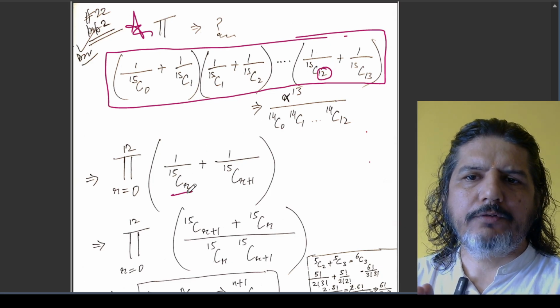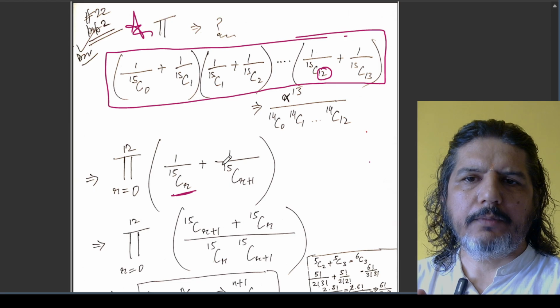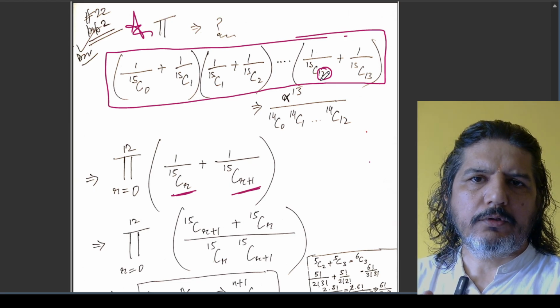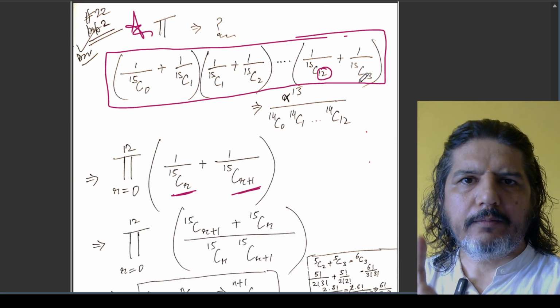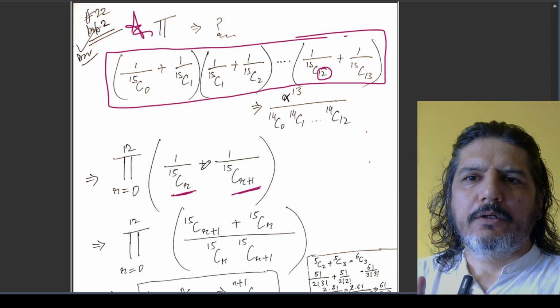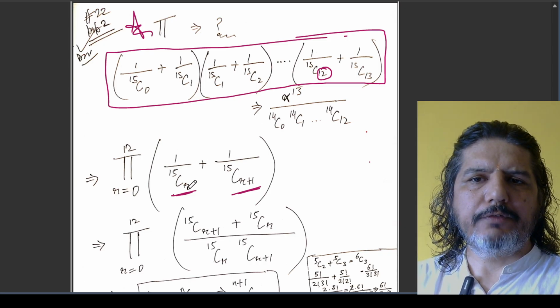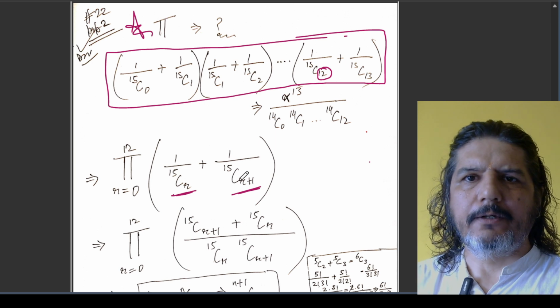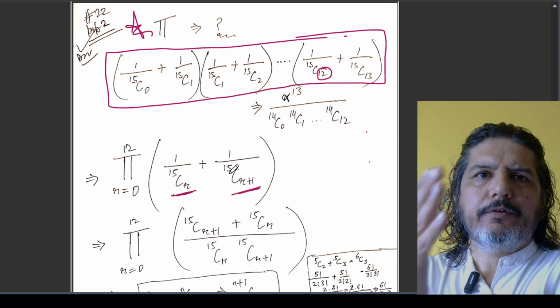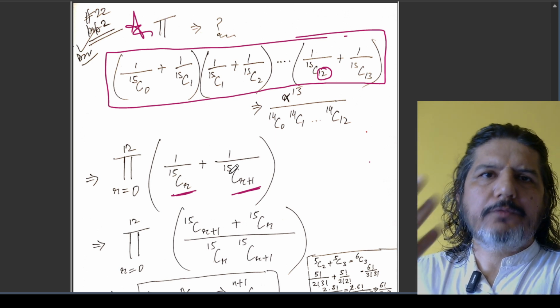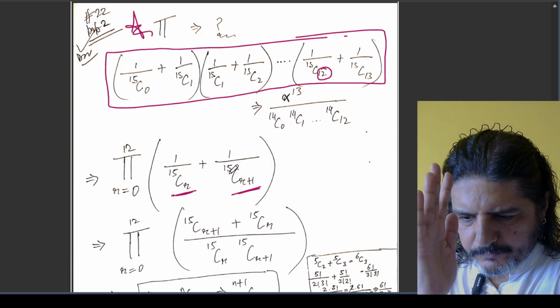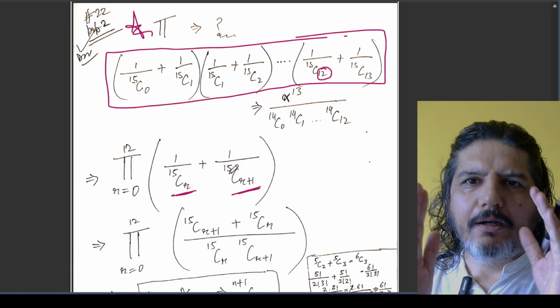And I'll write this as 15CR. So 15CR plus 15CR plus 1. So this is 12, so my R is 12 and my R plus 1 is 13. So that is what I've written: the product over R from 0 to 12 of 1 upon 15CR plus 1 upon 15CR plus 1. When I use the notation of pi, this question becomes manageable. I am able to have a look at this question well.